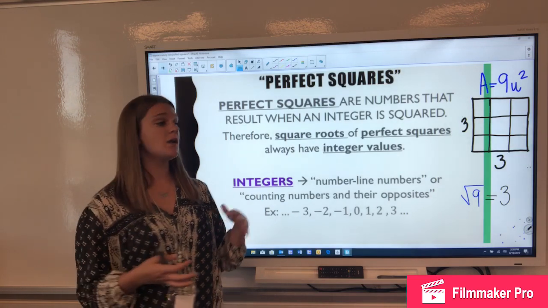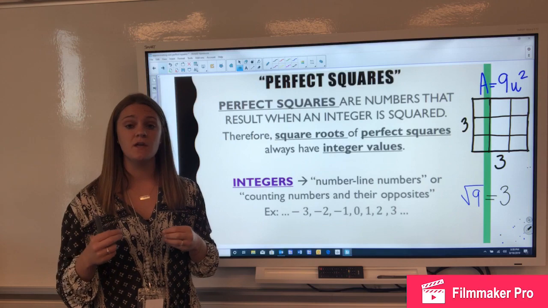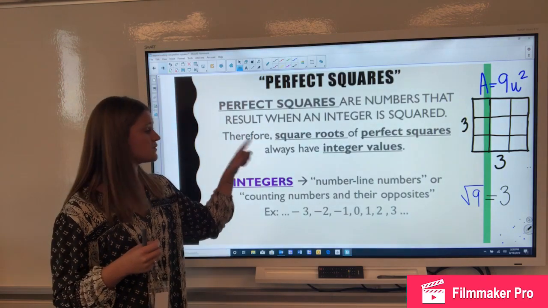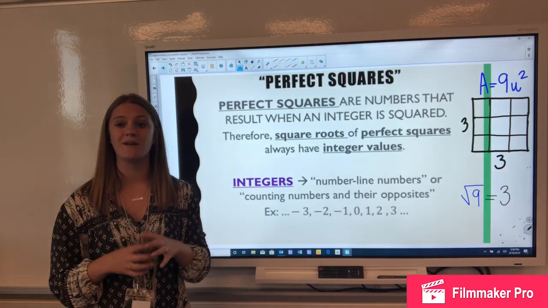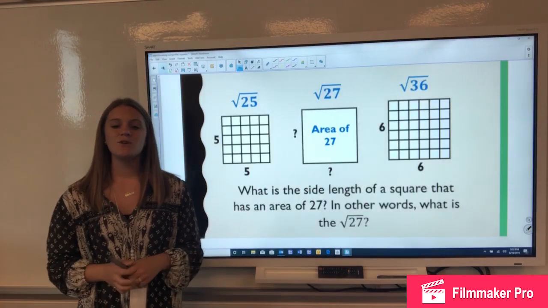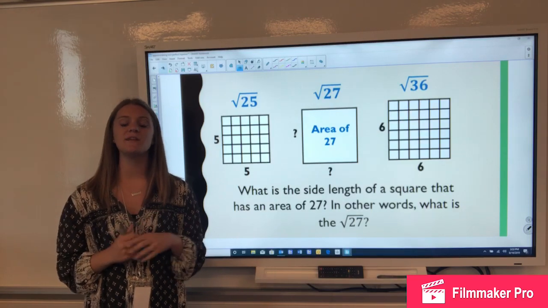So in short, perfect squares are produced when you multiply an integer by themselves. So when you do the opposite of it and take the square root, you're back to that integer value. And you know exactly where that would be on a number line. So determining where a non-perfect square root is on the number line is a little bit trickier.